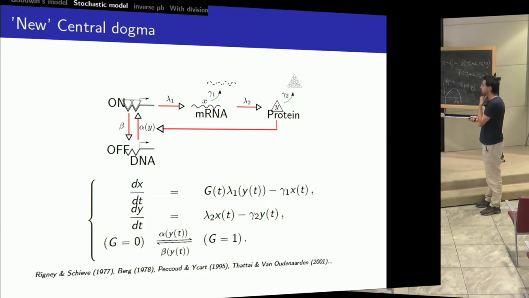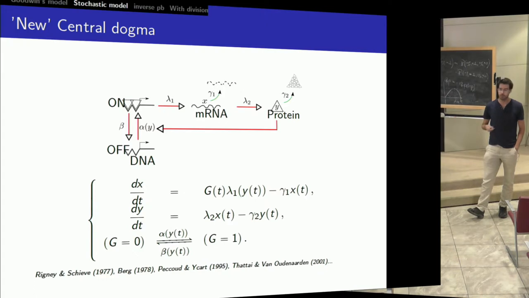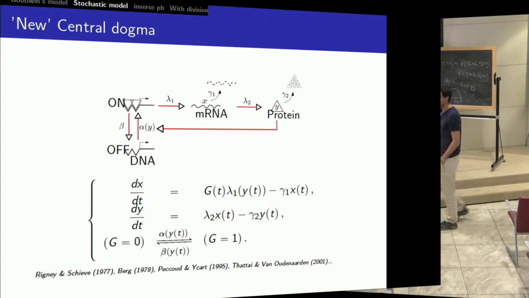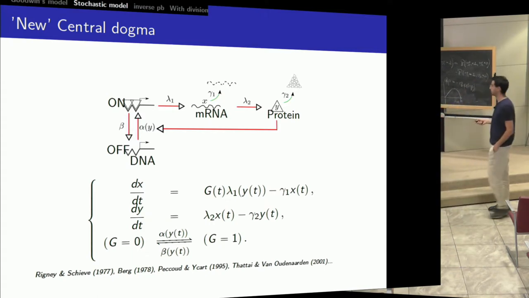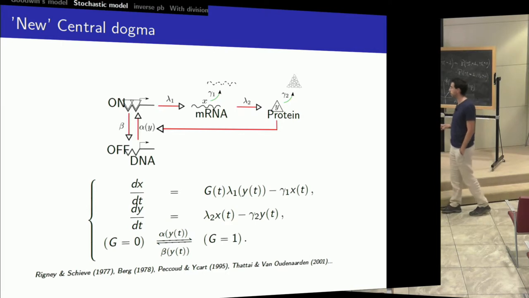To keep the mathematics simple, I will deal with continuous variables for the number of RNA and the number of proteins. But actually, all the analysis we've done can be done at the discrete level. It's just that the formulas are much more complicated. You replace integrals by sums, and the formulas become a nightmare, but you can still work on it. I will stick here in the presentation to continuous variables, except of course for this on and off mechanism. So I have a gene that can be off or on and switch.